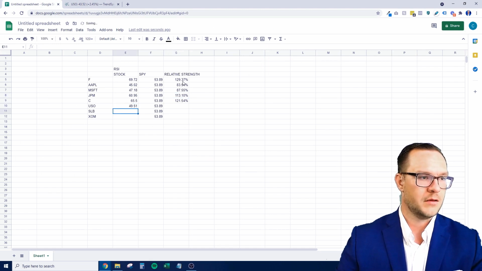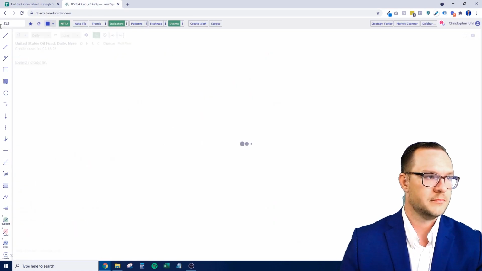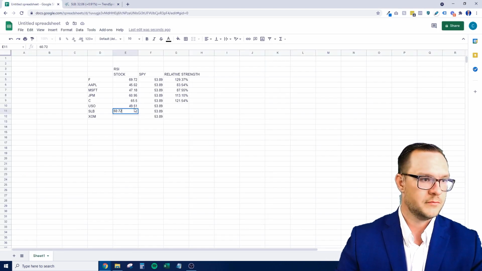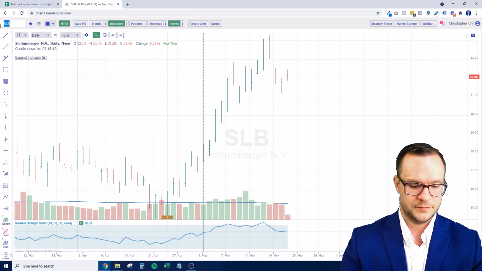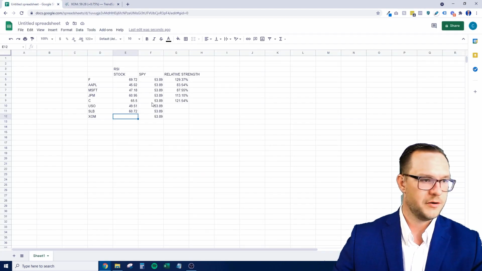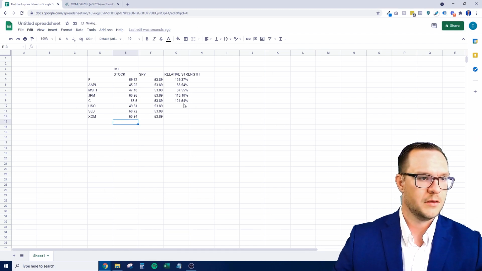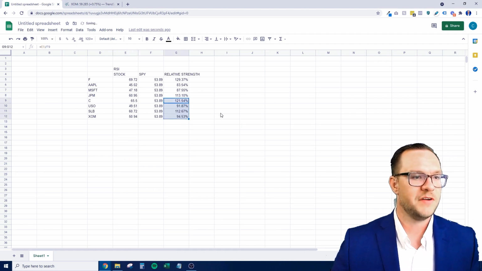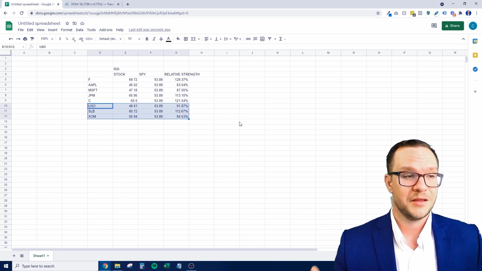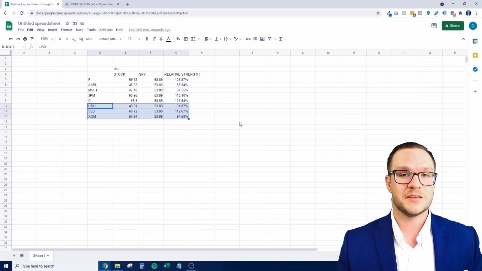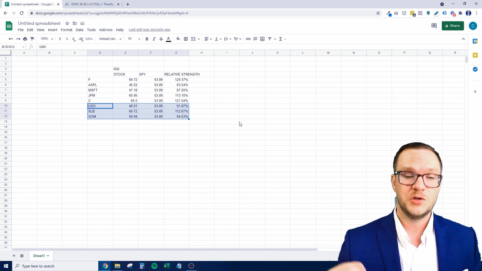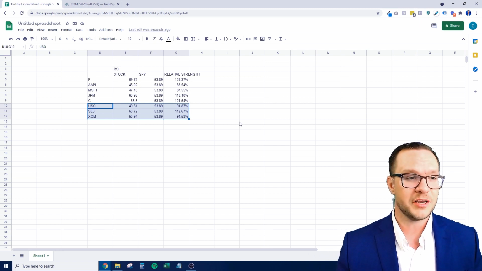49.51. Schlumberger, 60.72. XOM, ExxonMobil, 50.94. Comparing all of these to the S&P 500, there's a clear winner here. There is a clear one of these that says, hey, over the last few days, this one has the highest relative strength to its peers and to the market.